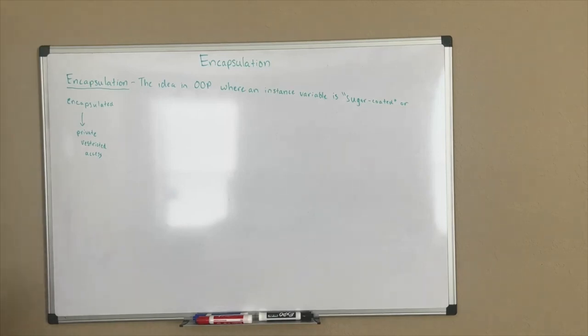Because the instance variable is encapsulated, we will not be able to just simply access it by printing the instance variable. So instead, what we have to do is create an object and use getters and setters to access the instance variable we defined. So that's the next part of the definition. The first part is the idea in OOP where an instance variable is sugar-coated or encapsulated.